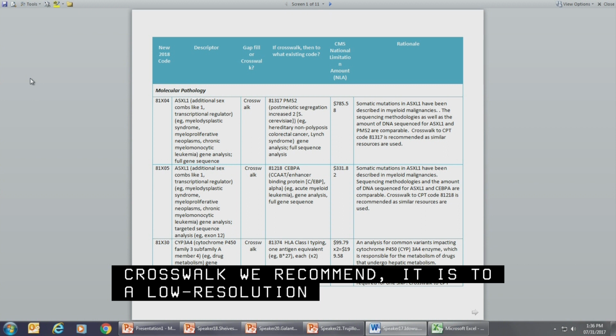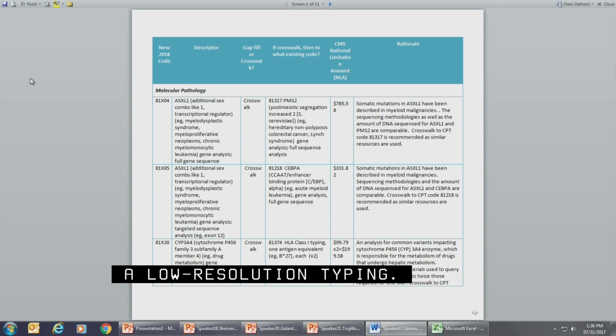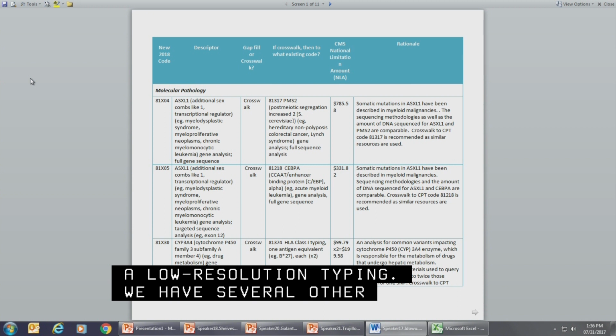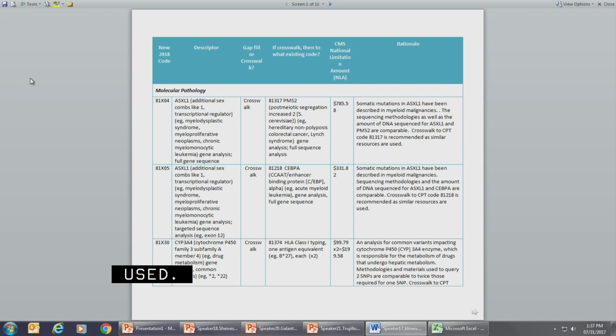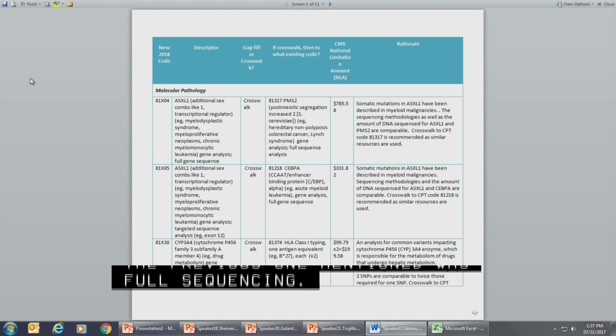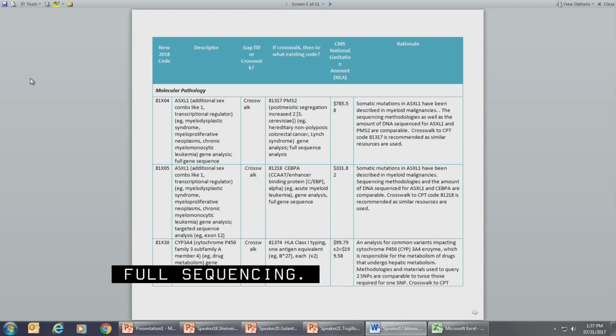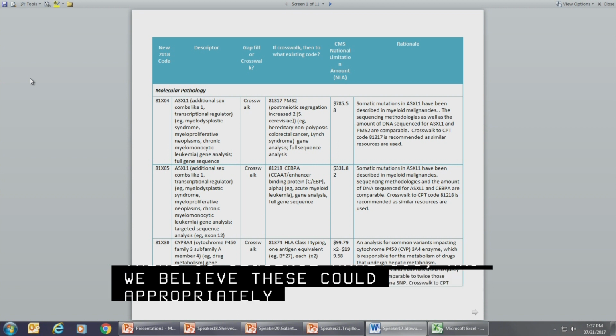Now we have several other new genomic molecular pathology tier 1 codes: HPA 2, 3, 4, 5, 6, 9, 15, and SLCO1B1. We also believe these could appropriately be crosswalked to 81376 as similar resources are used. Now I'll mention some oncology, at least one, the ASXL1. The previous one mentioned was full sequencing. In this case, we're talking about hotspot or targeted sequence analysis, and we believe this could appropriately be crosswalked to 81218, CEBPA full gene sequence.